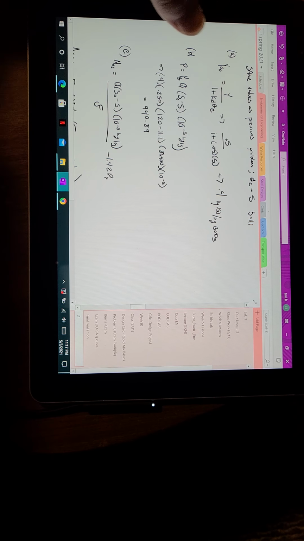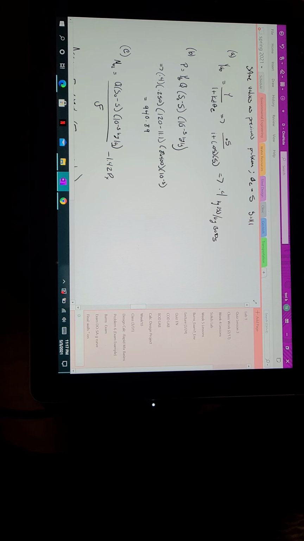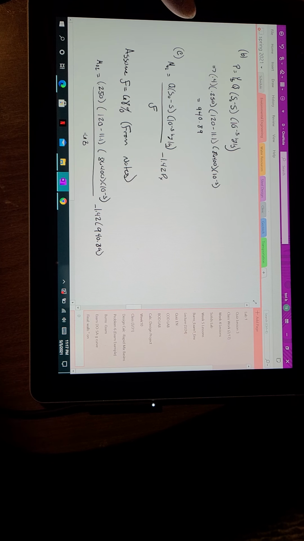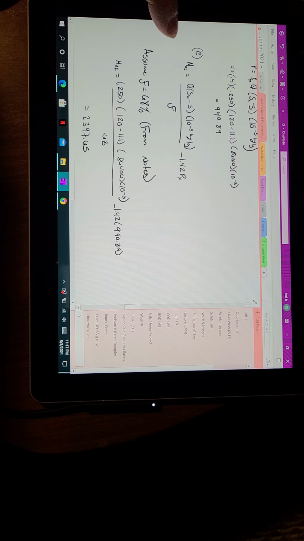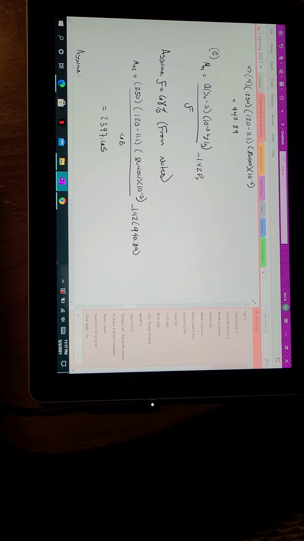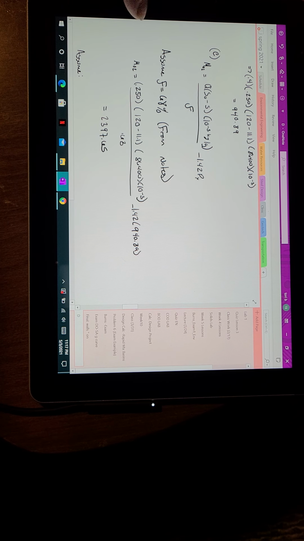And it's important to note that 86,400 is just a conversion factor that I multiplied out already, and that's why that's there. And then part C, again, is another known equation. I assumed an F value of 68%. That's the same value we got from our notes, because we didn't have an F given to us. So in order to solve the problem, we needed an F value, so I just assumed from the notes.